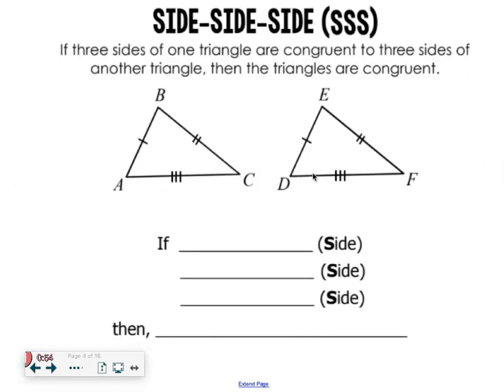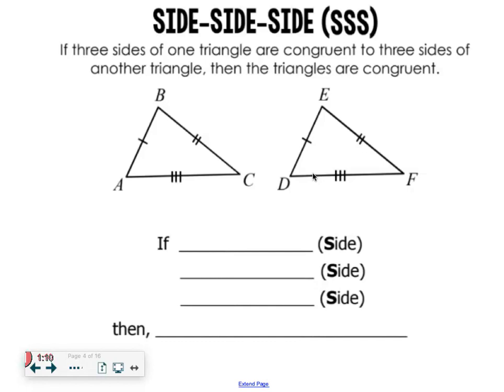Okay, so for side, side, side, if we just had a picture of these triangles and knew that those sides were congruent, that would be enough information to say our triangles are congruent. We wouldn't have to know any angle measures.